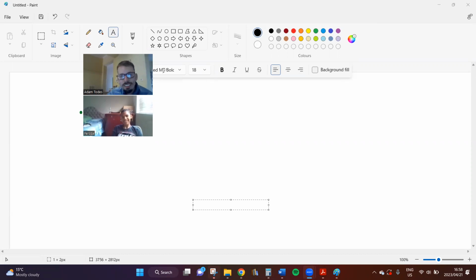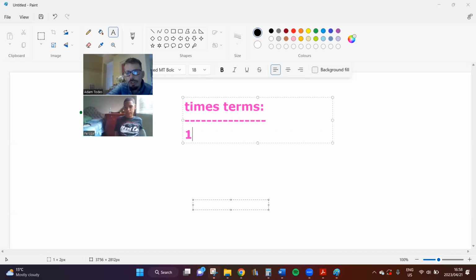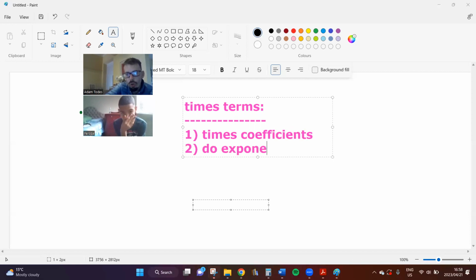Yes. Well, let's discuss what we said about multiplying terms. What did we say happens when you're dealing with multiplication of terms? What are the two steps? Firstly, you multiply the coefficients, right? Do you agree? Yeah. And then following that, you've got to do the exponential law. Are we clear? Yeah.